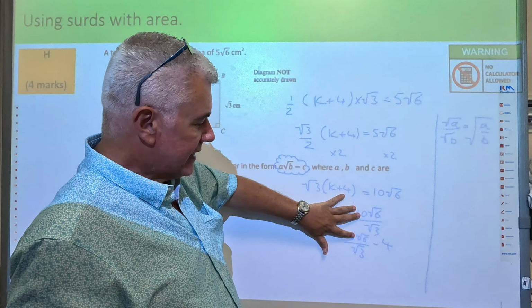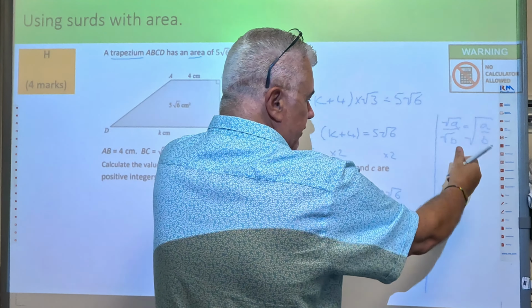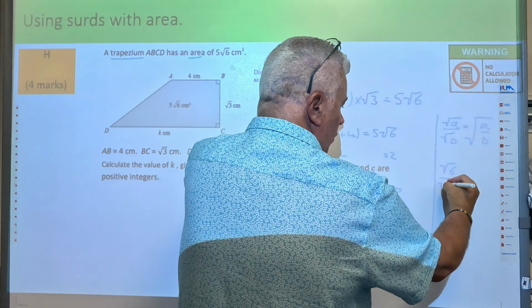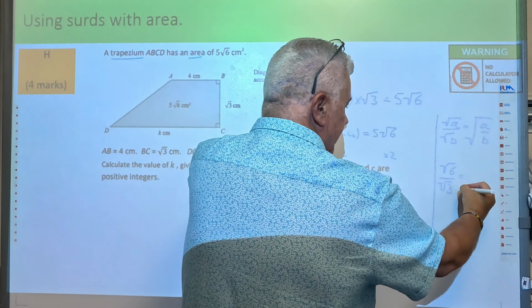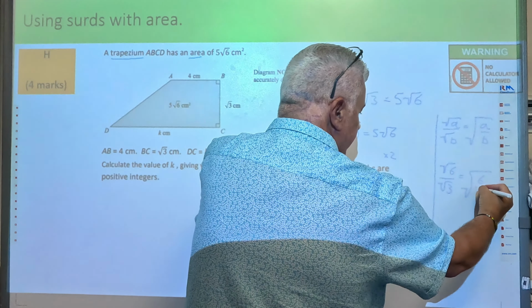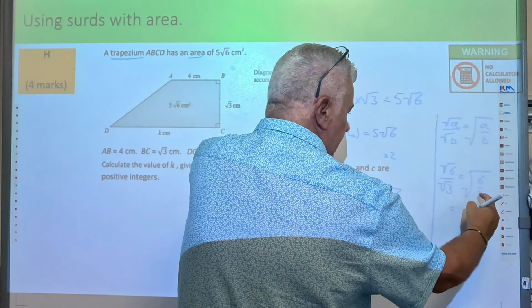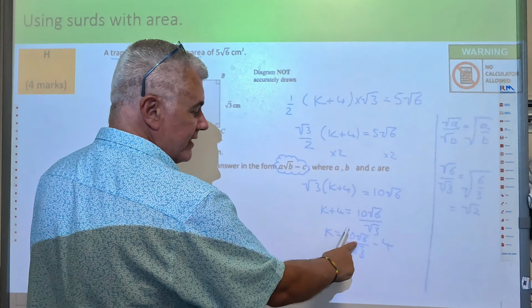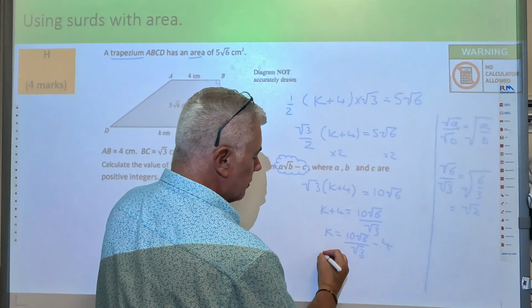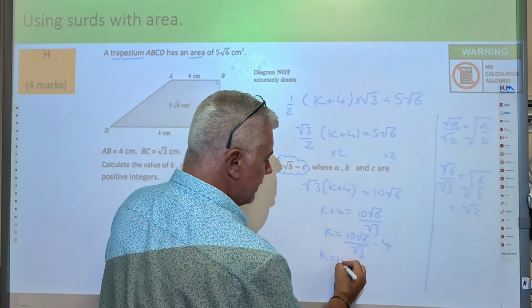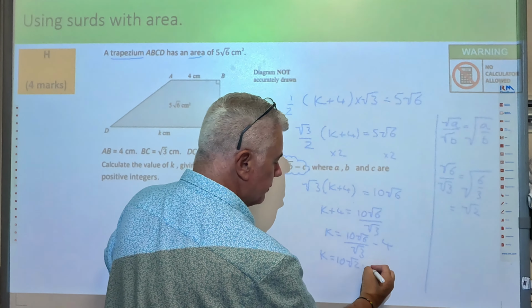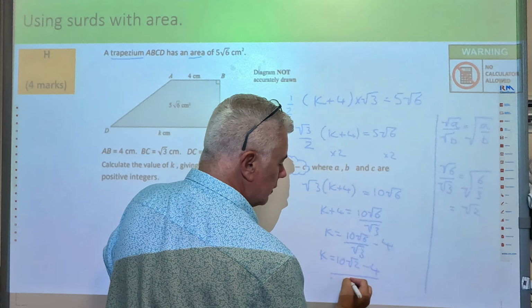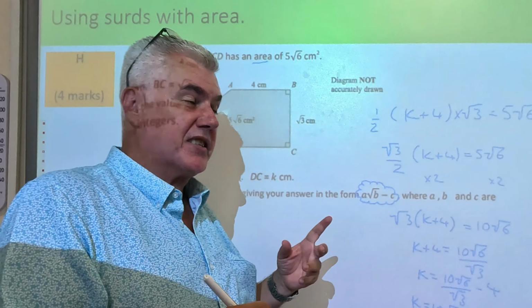But if you look, ignore that 10 for now. I've got 6 and 3, so I've got root 6 over root 3, which is the same as the root of 6 divided by 3, which is the root of 2. This is the same as 10 times the root of 2. So K equals 10 root 2 subtract 4. So that's what an area question with surds looks like.